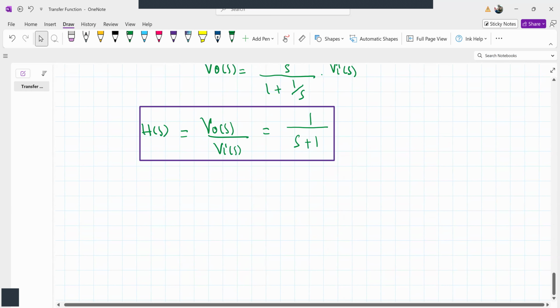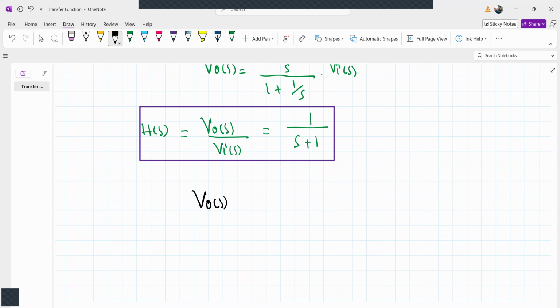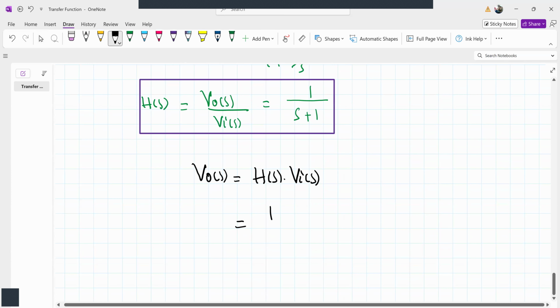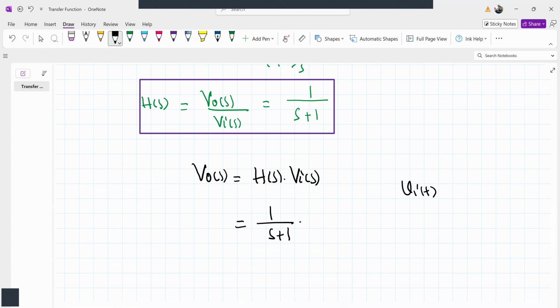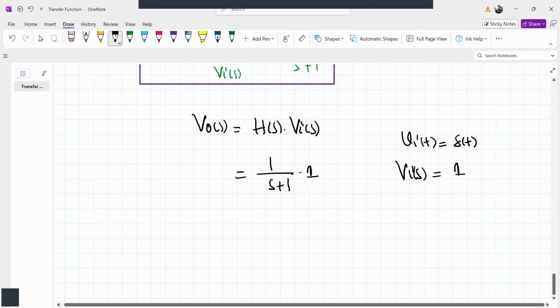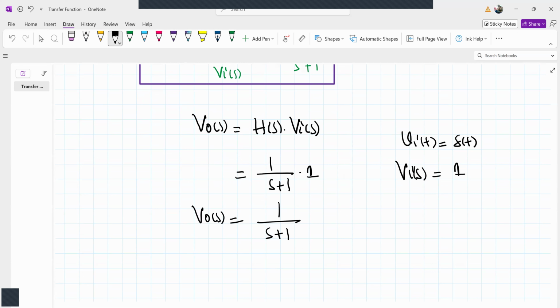Once we have the transfer function, how do we obtain the output? V naught of S is simply the transfer function multiplied by the input. The transfer function here is 1 divided by S plus 1. The input Vi of t is delta t. What is the Laplace transform of delta t? It is 1. So if I multiply by 1, V naught of S is simply 1 divided by S plus 1.